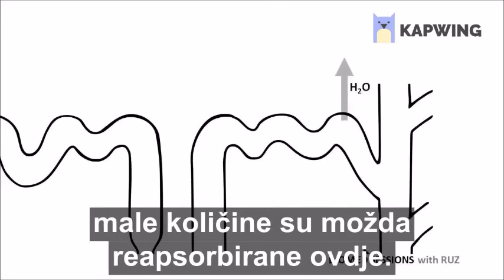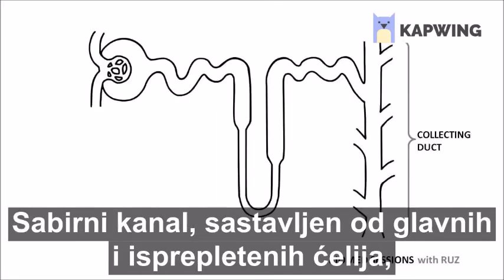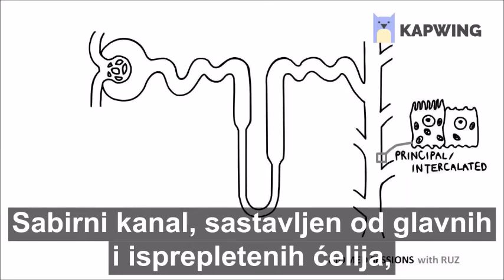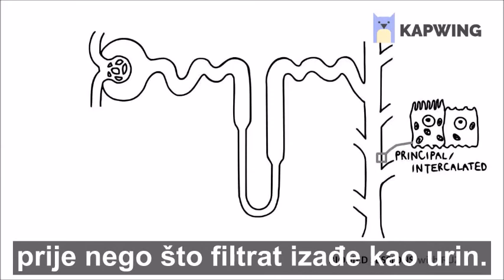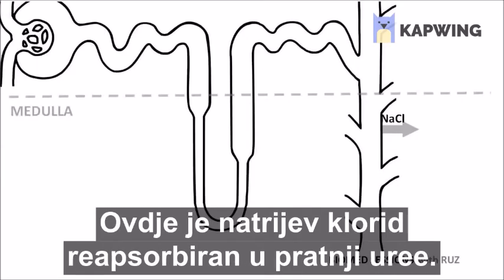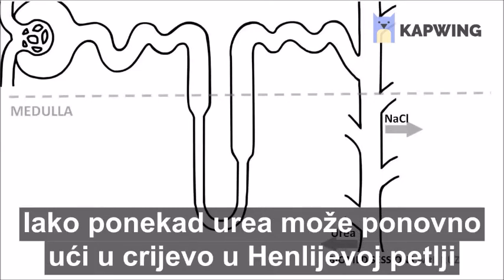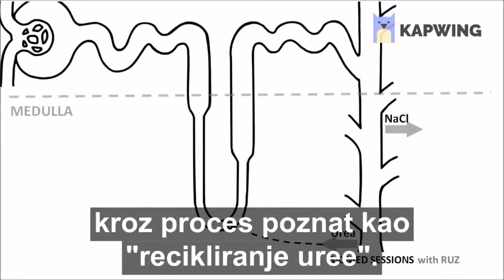The collecting duct, which is composed of principal and intercalated cells, is where the final adjustments take place before the filtrate leaves as urine. Here, sodium chloride is reabsorbed in addition to urea, although sometimes urea can re-enter the tubule at the loop of Henle in a process known as urea recycling.